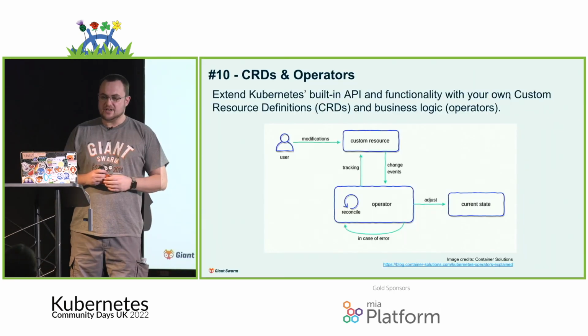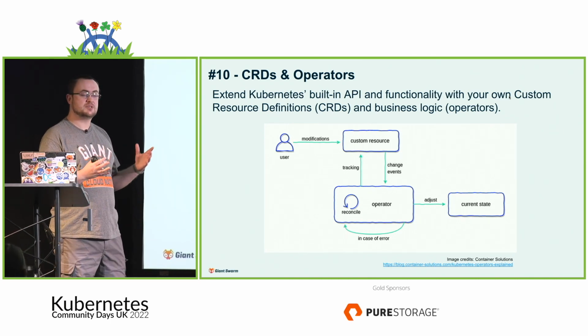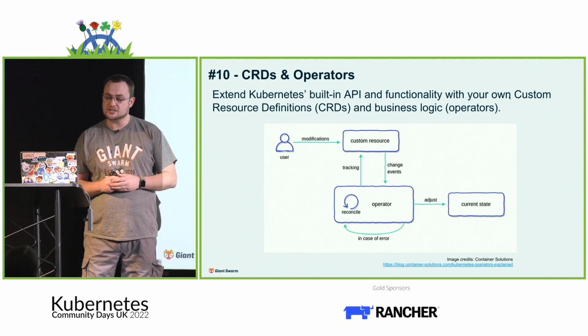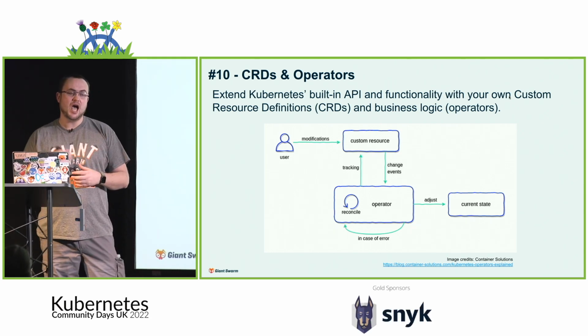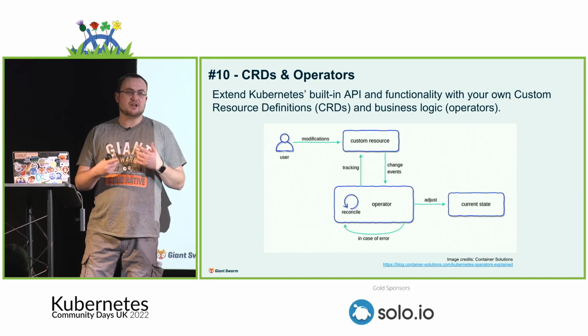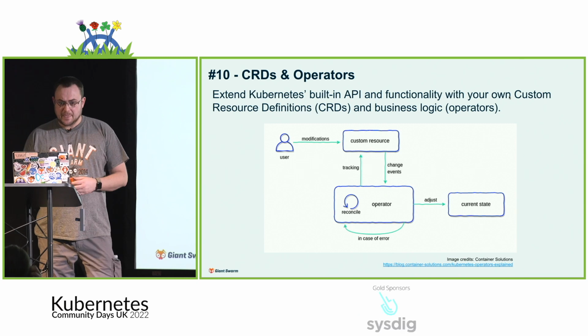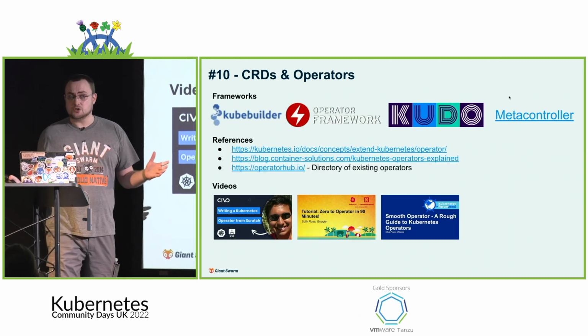Cool. Final thing is custom operators. This is where you have your own custom CRDs that we've just briefly mentioned, and then an operator running within your cluster that works on that CRD, does some sort of operation on it, and leverages the reconciliation loop of Kubernetes. Now, this is a huge topic, and I'd love to go into detail, but it's a whole talk in and of itself.